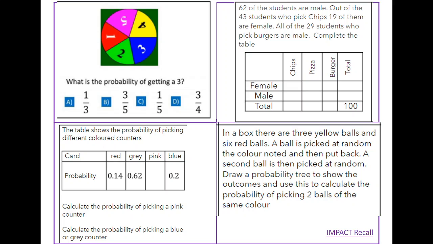If you can pause the video here, please have a go at the starter questions and then press play when you're ready to check your answers. Let's have a look at those answers then, see if they're right.